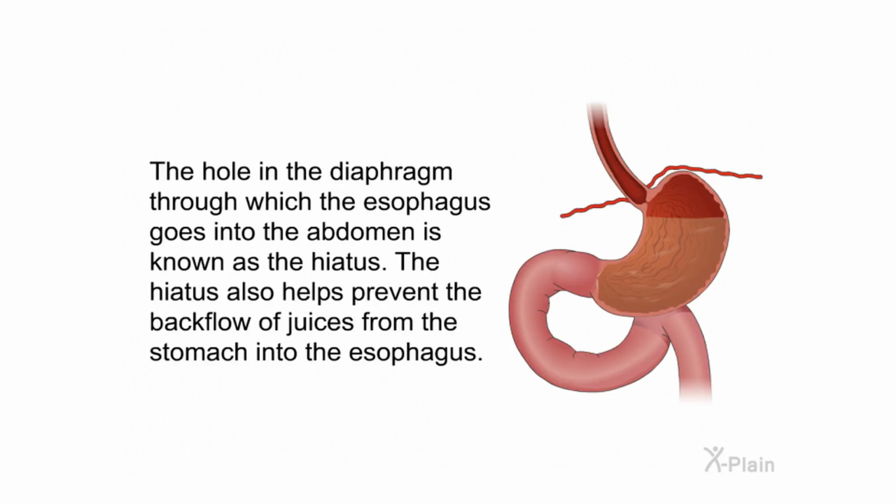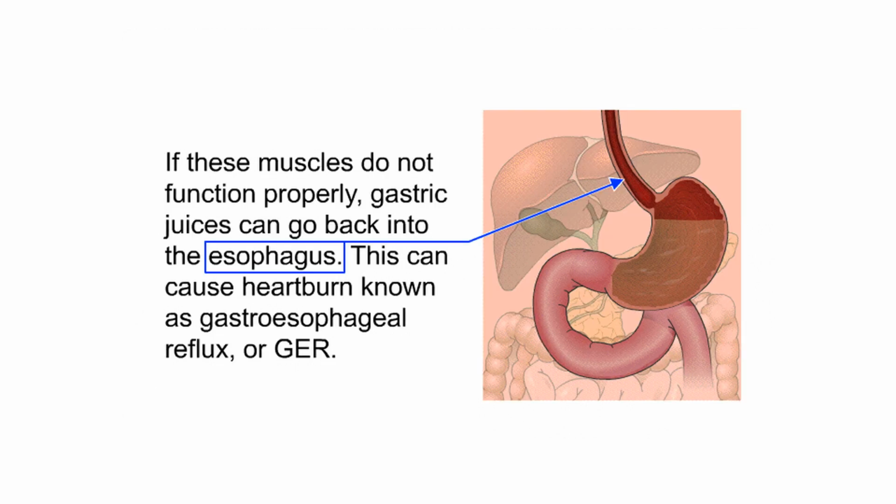The hole in the diaphragm through which the esophagus goes into the abdomen is known as the hiatus. The hiatus also helps prevent the backflow of juices from the stomach into the esophagus. If these muscles do not function properly, gastric juices can go back into the esophagus. This can cause heartburn, known as gastroesophageal reflux, or GER.